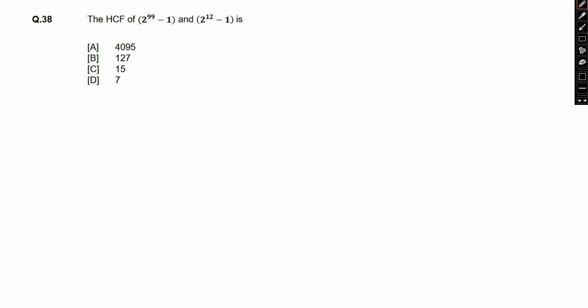The HCF of 2 to the power 99 minus 1 and 2 to the power 12 minus 1 is. So here what we have is two numbers, 2 to the power 99 minus 1 and 2 to the power 12 minus 1. Okay, so we need to find the HCF of the same.